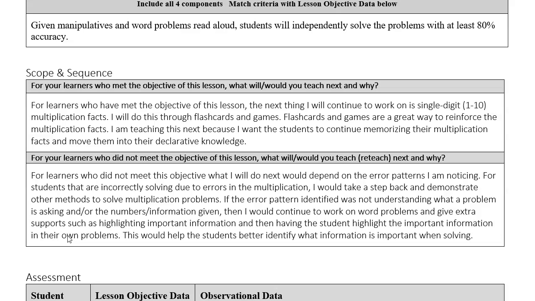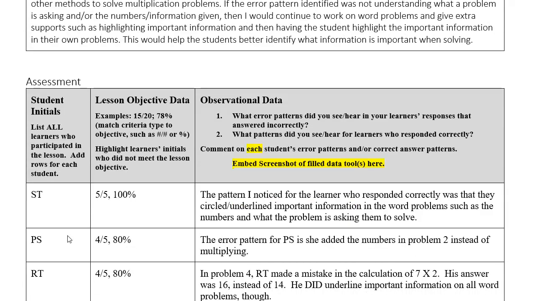Then if you had learners who did not meet the objective of the lesson, you're going to want to think about what you would teach or reteach for them next and why. This might be certain components of the lesson that you have to review. This might be things you're going to do maybe in a small group for those learners who didn't meet before you move on with the whole group lesson for everyone. Again, include your why you are doing this. Why are you going to do that as your next steps?